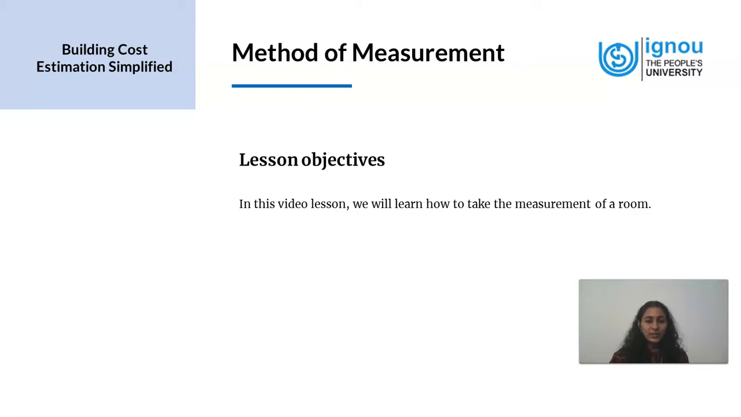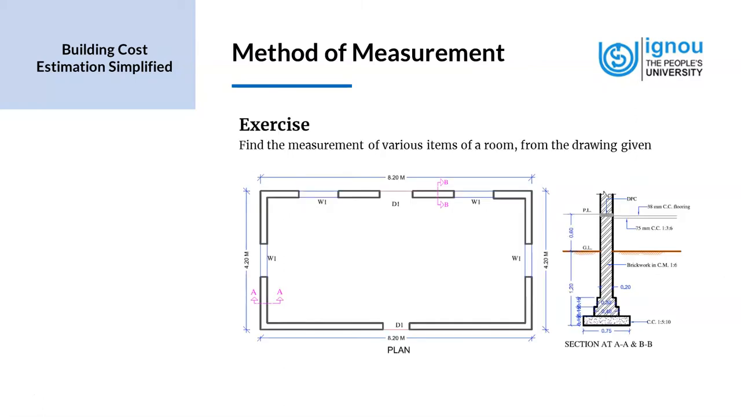The lesson objectives. In this video lesson, we will learn how to take measurements of a room. For this, we have a simple room given. It is of outer dimensions 8.2 meters and 4.2 meters respectively. The length of the room is 8.2 meters, outer wall to outer wall, and the width of the room is 4.2 meters, outer wall to outer wall.